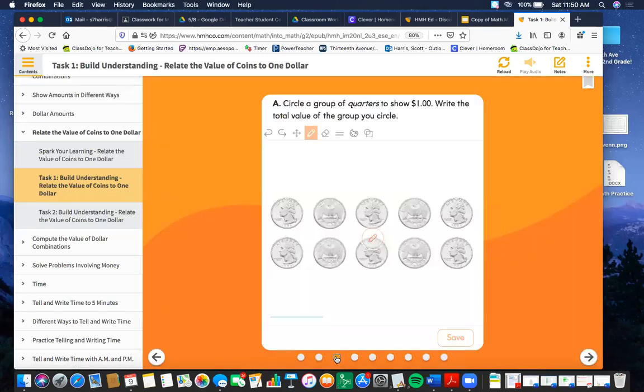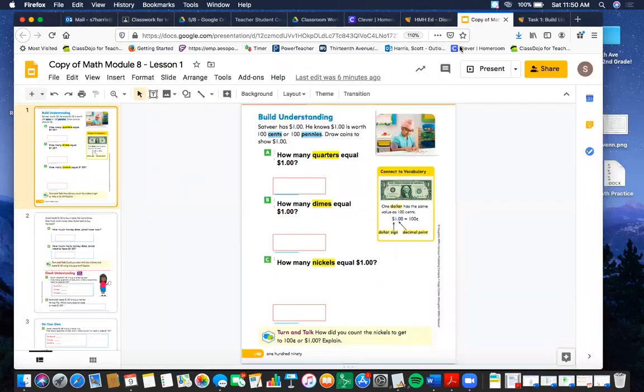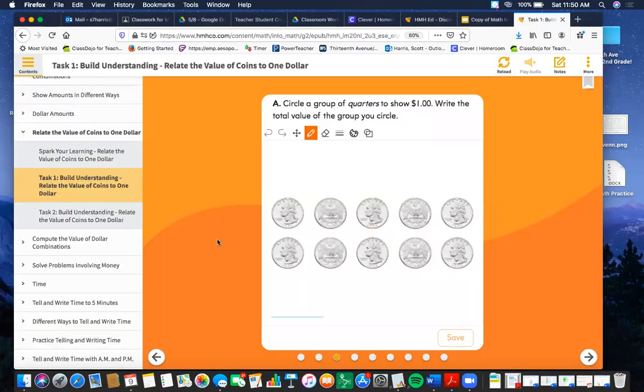Let's get into solving our question about Salvatore. It asked us, how many quarters equal $1? So let's look at these quarters. Well, we know a quarter is worth how much? 25, that's right. Let's write it down so we remember. 25 for each quarter. So we're going to go and count by 25s. 25 plus 25. Let me write it. Excuse my crazy handwriting and excuse my loud dog. 25 and 25 equals 50.